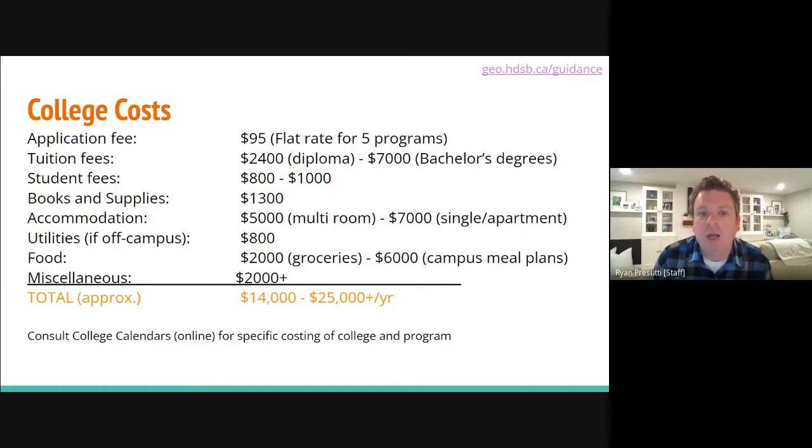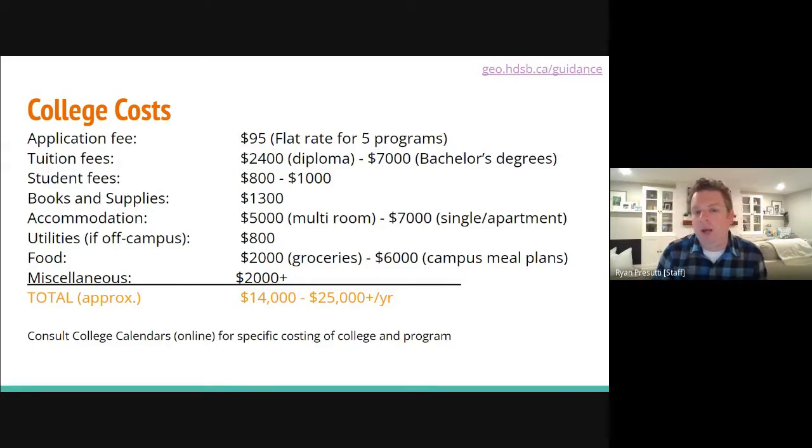So whether that is additional charges from the university or from the student union, those are additional costs, as well as books and supplies. Those would be additional costs that the student would have to incur themselves. In terms of accommodations, $5,000 for that multi-room, dormitory style, up to $7,000 if you want the single apartment style residence.